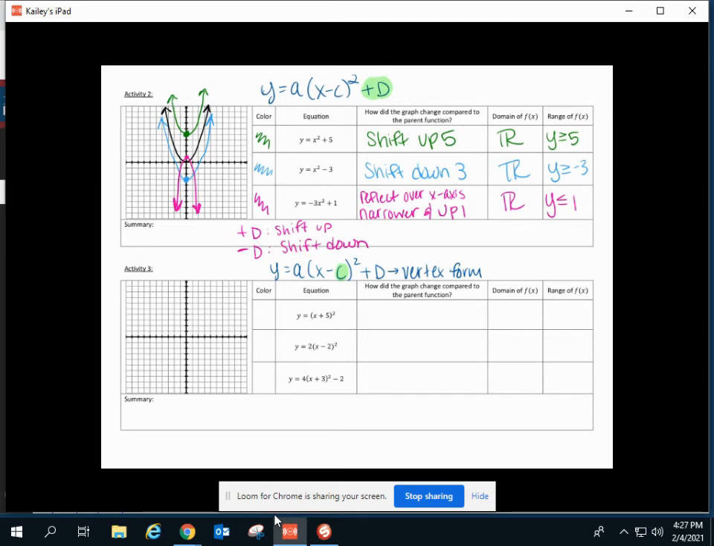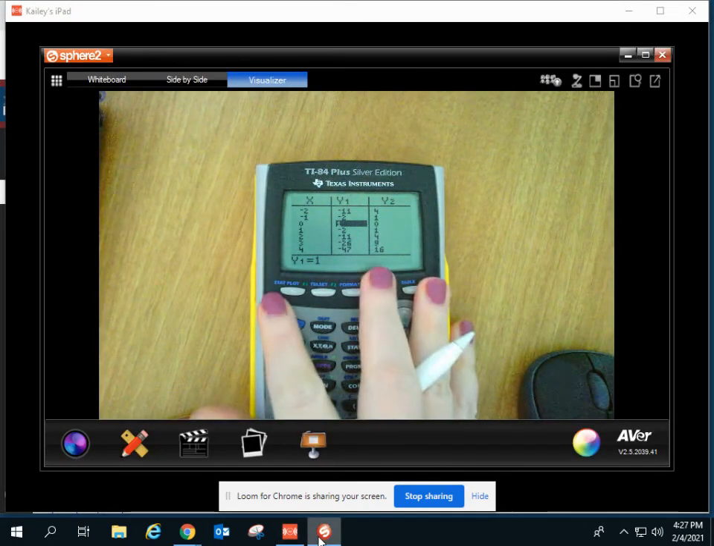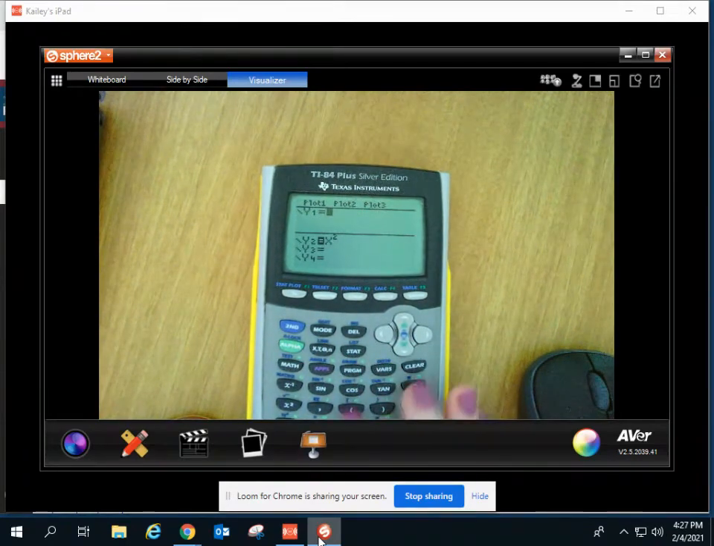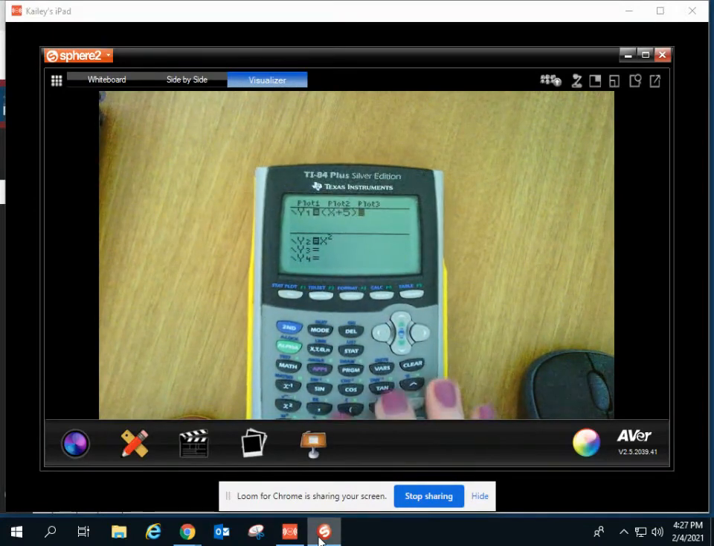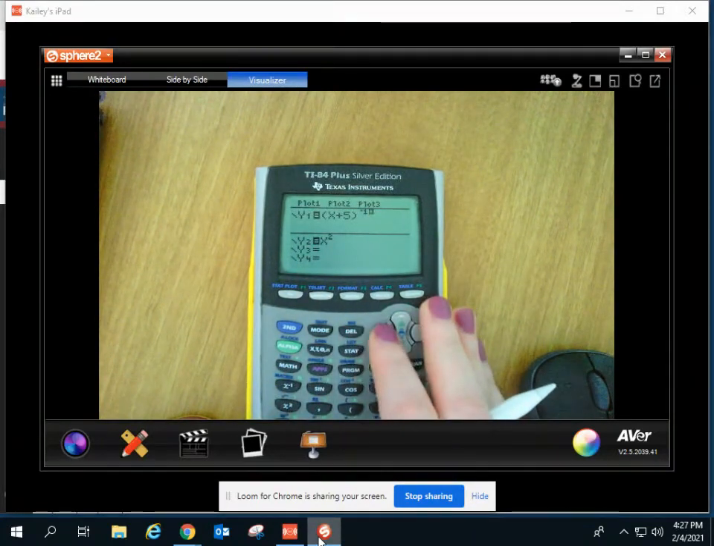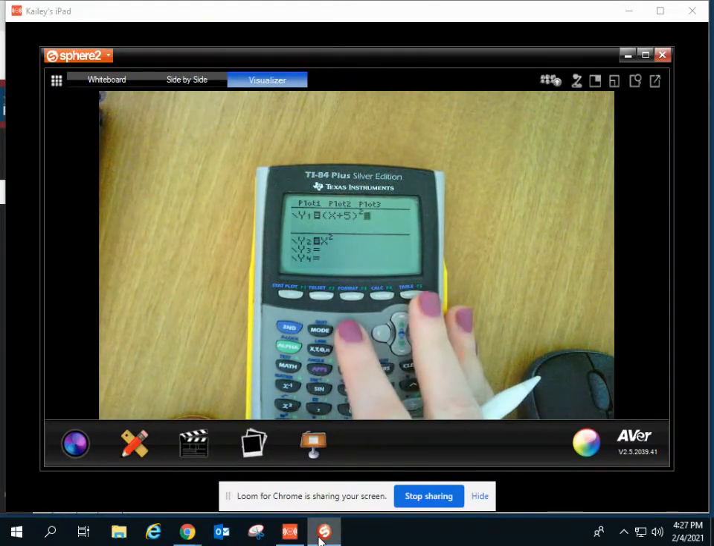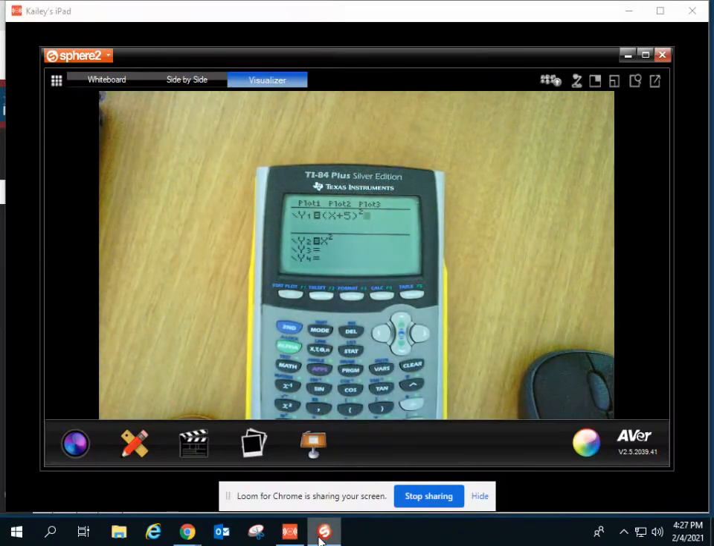So let's get going on these here. Of course, sketching the parent function. Then we're going to start by graphing this on the calculator. All right, so let's go over there. Go to y1 and type in using parentheses, just like you see it, x plus 5 squared. Okay, so x plus 5 in parentheses squared.